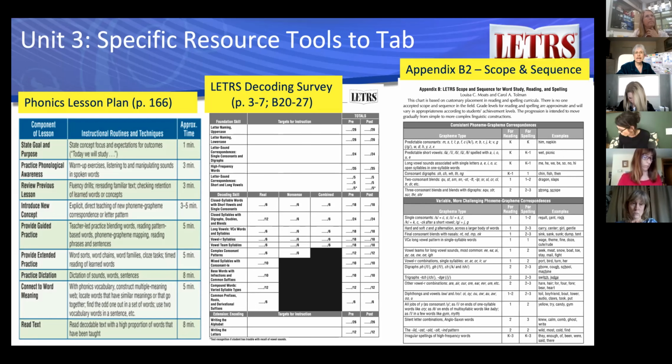And then finally, in the back of your appendix as well, those first 2 pages are a scope and sequence.